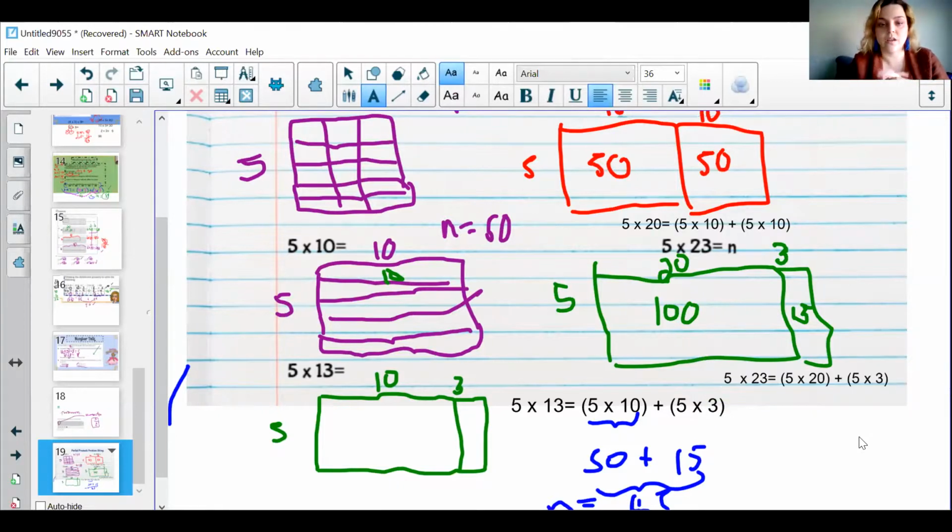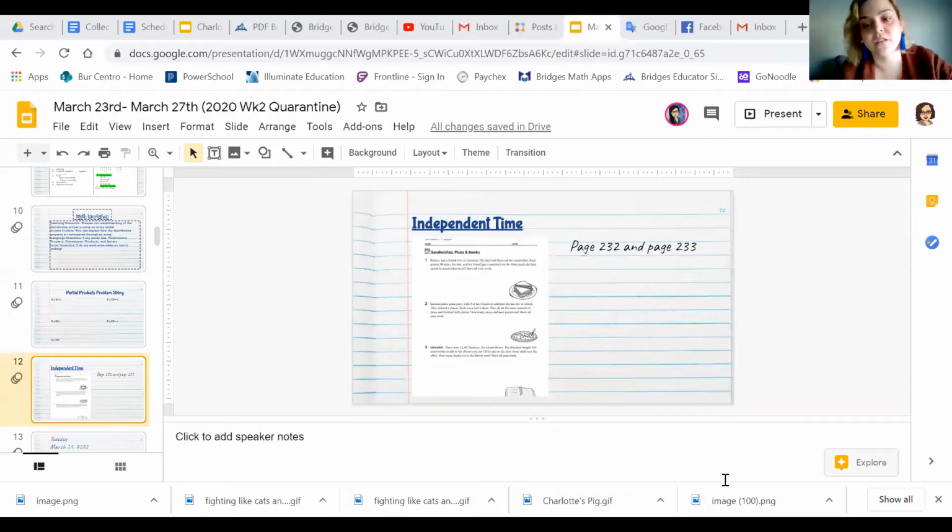All right, guys. Last but not least, I'm going to stop sharing the screen so you guys can see my Google Slides. Last but not least, you're going to practice in your math notebook. You're going to have some independent time using your Bridges workbook. Let me see if I can share this really quickly again. Okay, in your Bridges workbook, you're going to go to page 232 and practice these multi-step problems, and page 233.